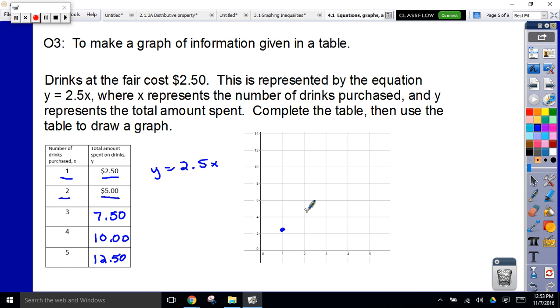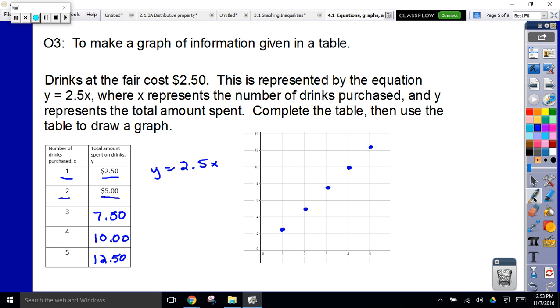Wait, I can't see this. There we go. That's where 5 would be. 3 drinks is $7.50. 4 drinks is $10. And 5 drinks is $12.50. So if we were to connect the dots, we would have a straight line, but I'm actually not going to connect the dots because what I'm talking about is the number of drinks, and you can't buy 1.5 drinks. You can only buy whole number amounts of drinks. So I'm not going to connect the dots.